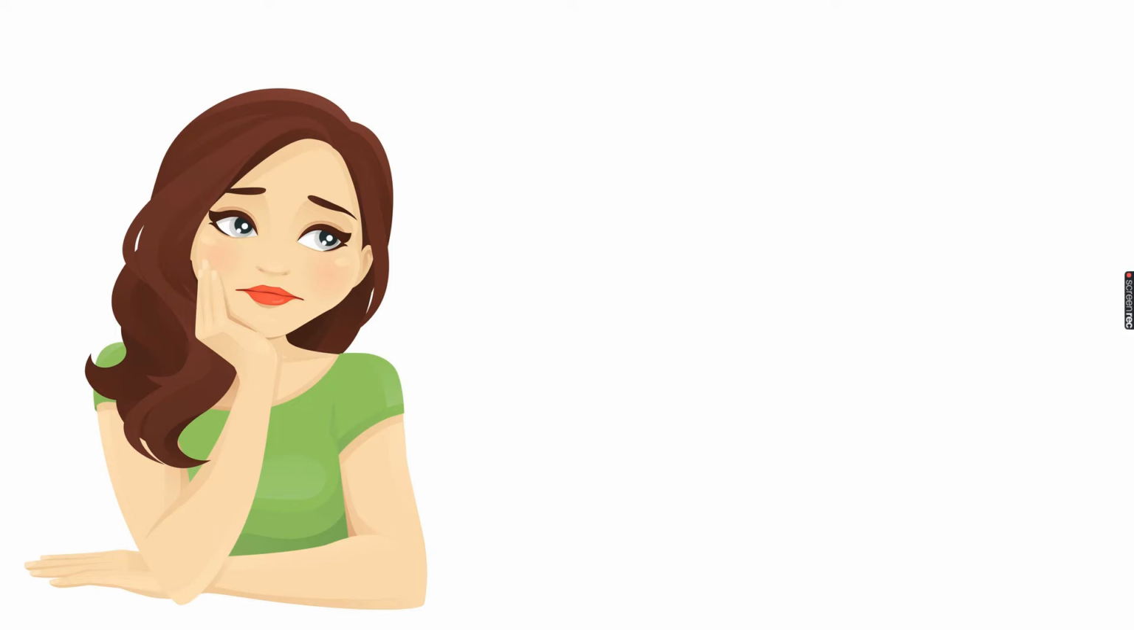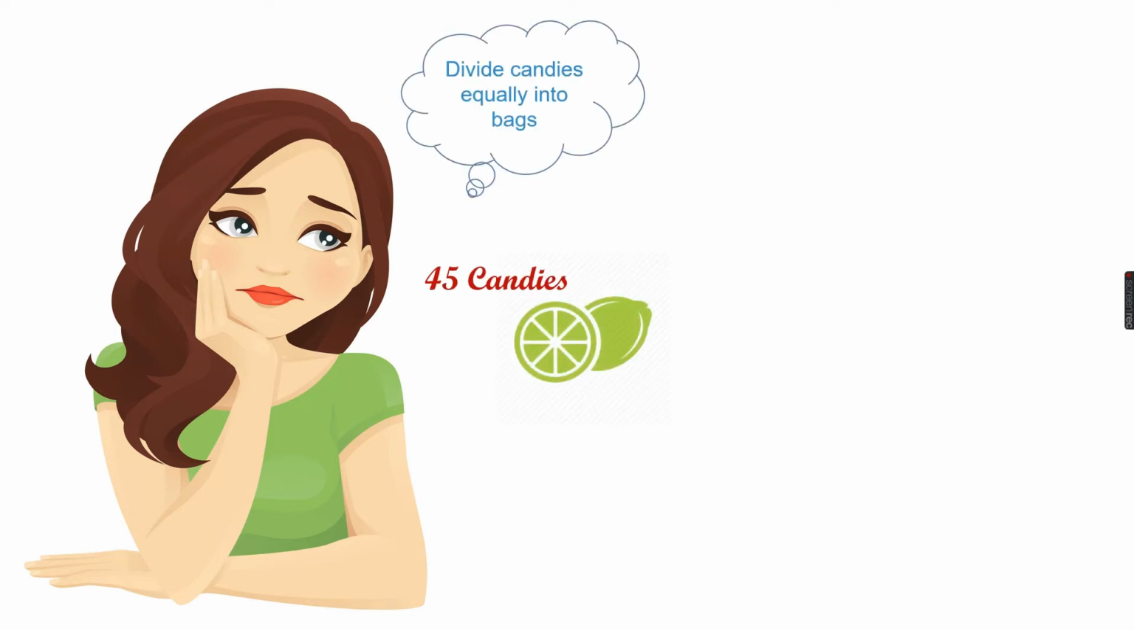Now, we have Susan. Susan has 45 candies and she's thinking to herself the same thing. I need to divide those candies equally into different bags. Can you divide that yourself? That's an exercise for you. Go through the John example and do it yourself.